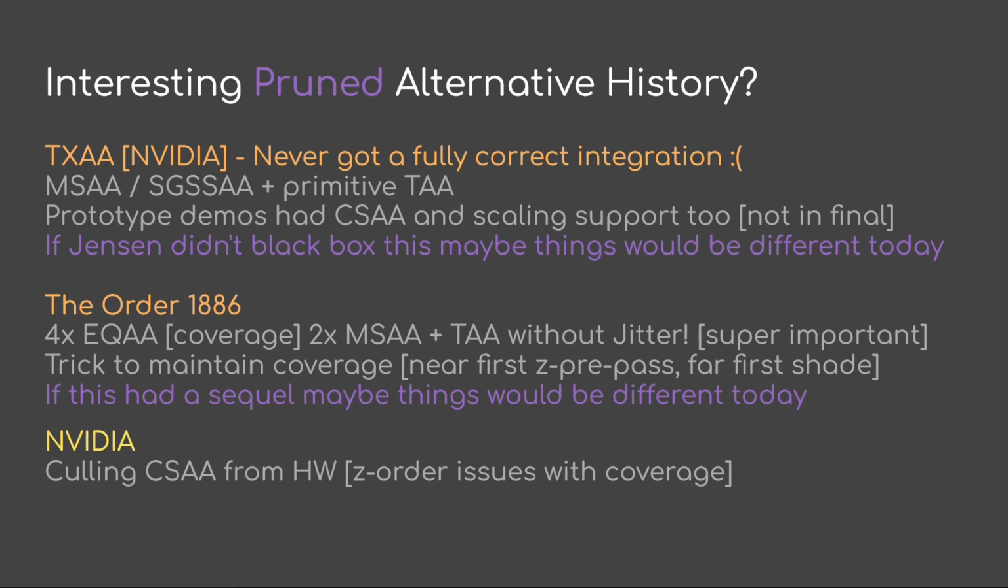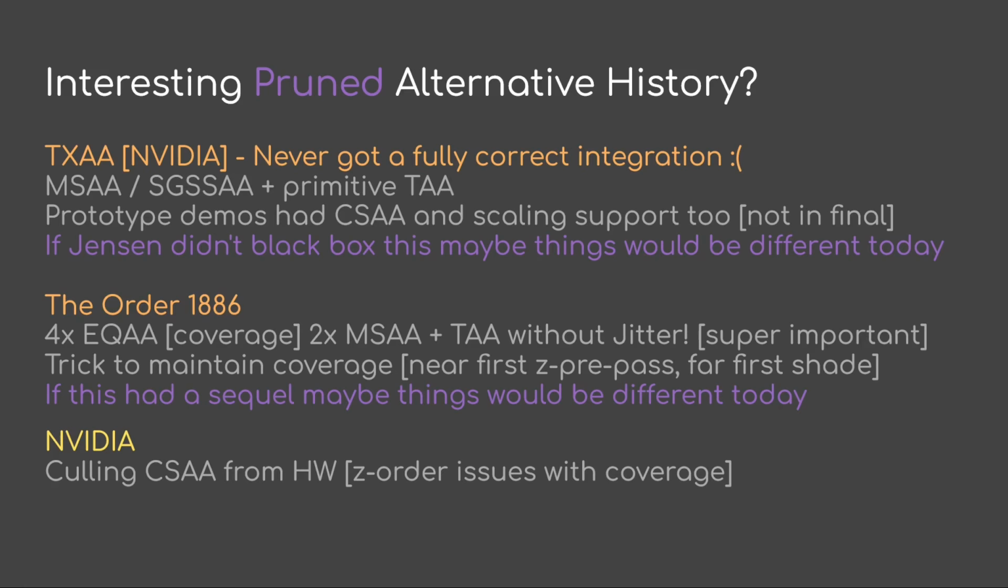Now, if Jensen didn't black box this, maybe things would have been different today. It never got a full correct integration. The reason for that is because I believe all the integrations were paid. The problem was that it was for NVIDIA only. If the thing wasn't a black box and it was just a custom resolve and it worked across all vendors, then it would have started to provide interesting solutions, especially with scaling. It would have had scaling support long before DLSS, and that primitive TAA would have worked a lot better because you have multi-sample for the neighborhood.